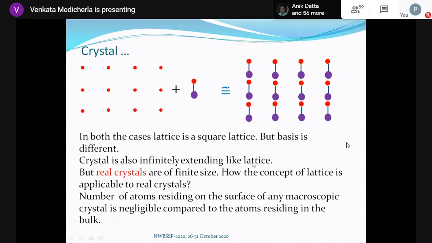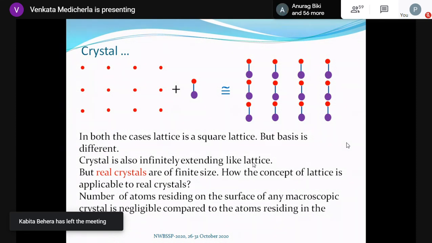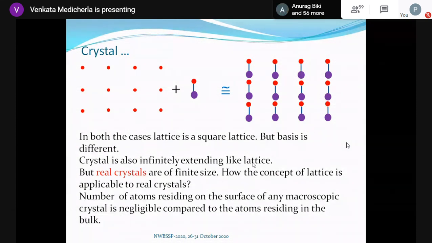Real crystals are of finite size. Maximum crystal size maybe you can get is 1 centimeter, and that is very difficult. A 1 centimeter crystal is very, very difficult. Only for silicon can you get that, because that is different. But generally crystals cannot be obtained in large size.